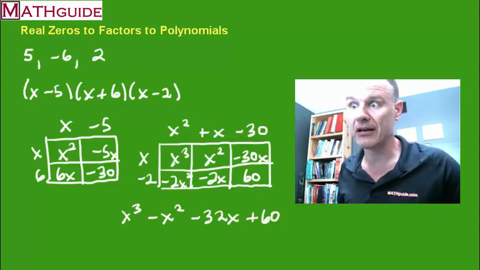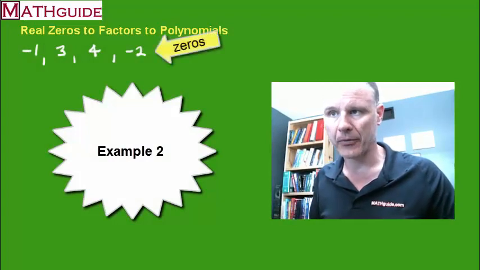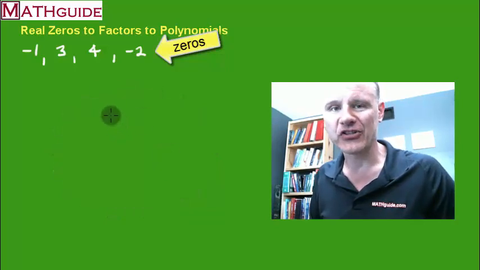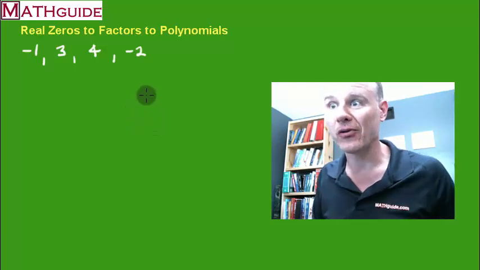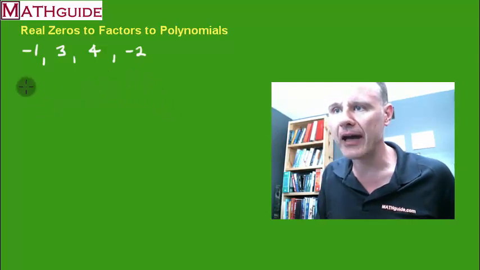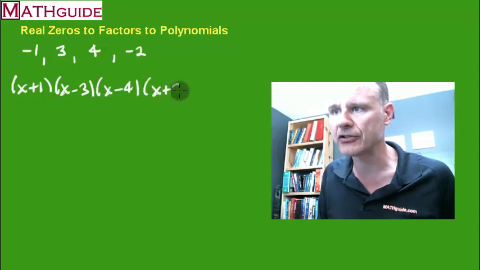Let's try another one that gets a little harder. You can see that I've placed 4 zeros at the top of the screen, and what I want to do is change this into factors and then multiply the factors to get the corresponding polynomial. So our first factor would be x plus 1, our next x minus 3, our third one x minus 4, and our last one x plus 2.